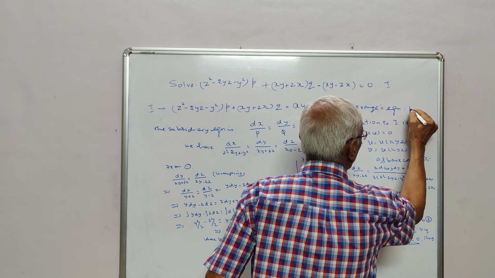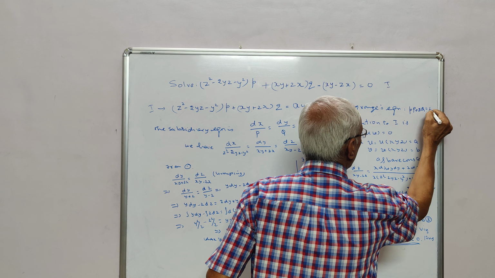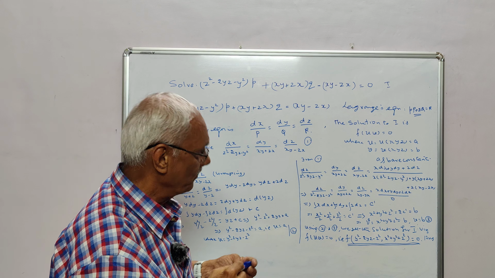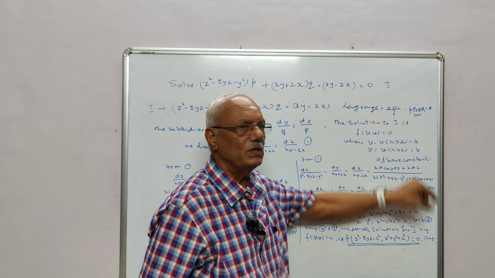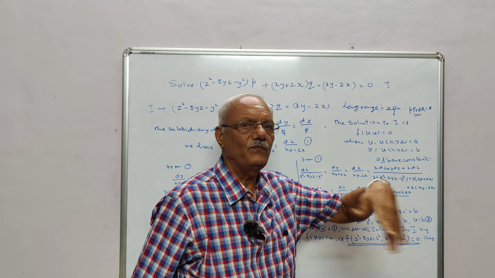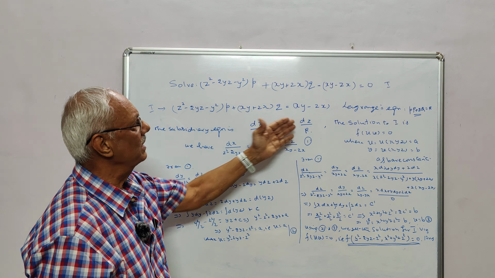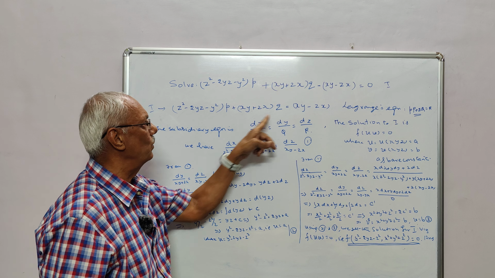It will be like this: P p plus Q q is equal to R. So this is the form of a Lagrange's equation, where p is dou Z by dou X and q is dou Z by dou Y. And P, Q, R are all functions of X, Y, Z. See, from this itself we can understand: p is dou Z by dou X, q is dou Z by dou Y.